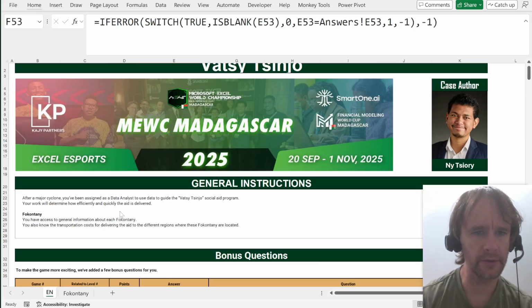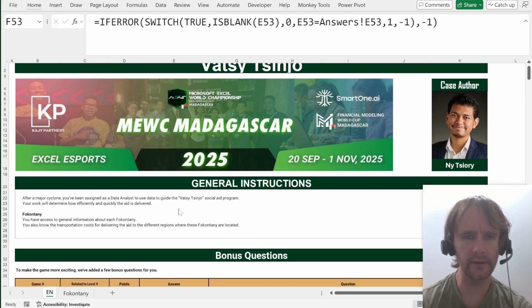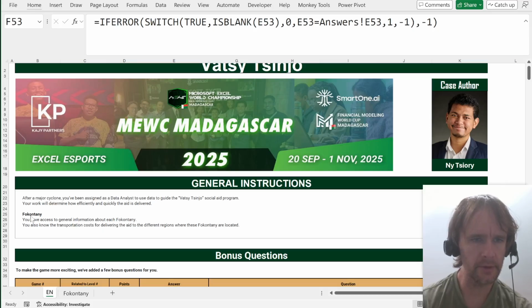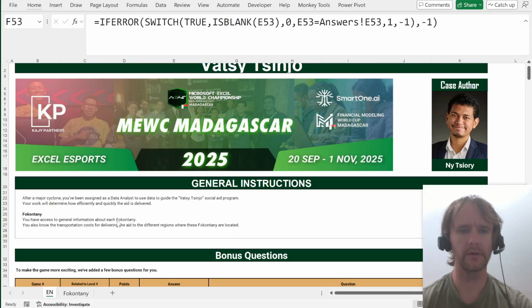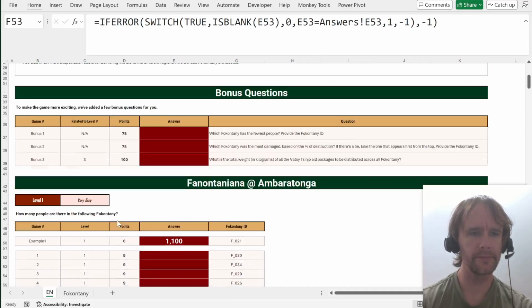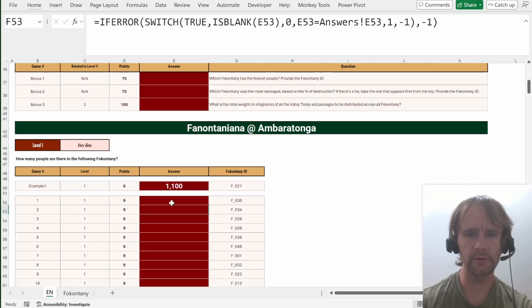After a major cyclone, you've been assigned as a data analyst to use data to guide the Vatsy Tsinjo social aid program. Your work will determine how efficiently and quickly the aid is delivered. You have access to general information about each Fokontany. You also know the transportation costs for delivering the aid to the different regions where the Fokontany are located. I don't know what a Fokontany is, but that's fine. How many people are there in the following Fokontany?